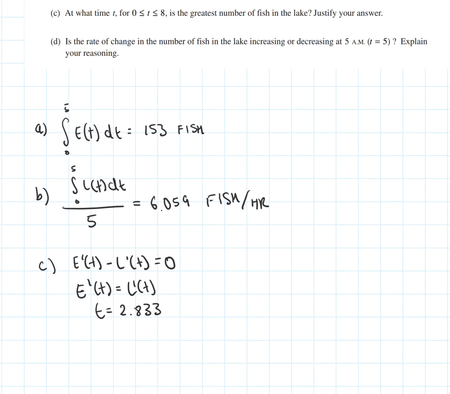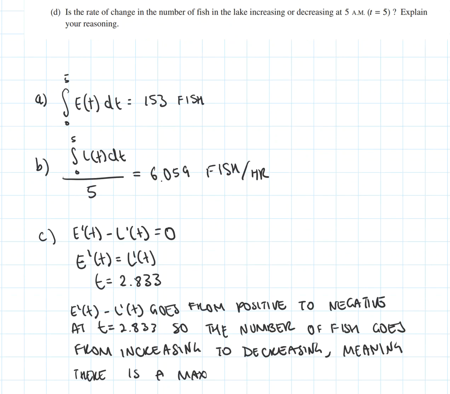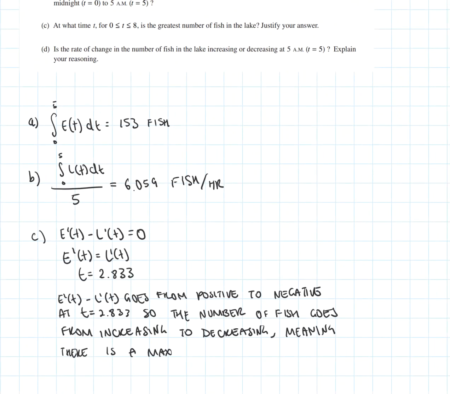Okay, now we need to justify why this is a max. In looking at the graph, you can tell that it goes from positive to negative. So what we can say is E prime of t minus L prime of t goes from positive to negative at t equals 2.833. So the number of fish goes from increasing to decreasing, meaning there is a max. And so that's the justification that we need.